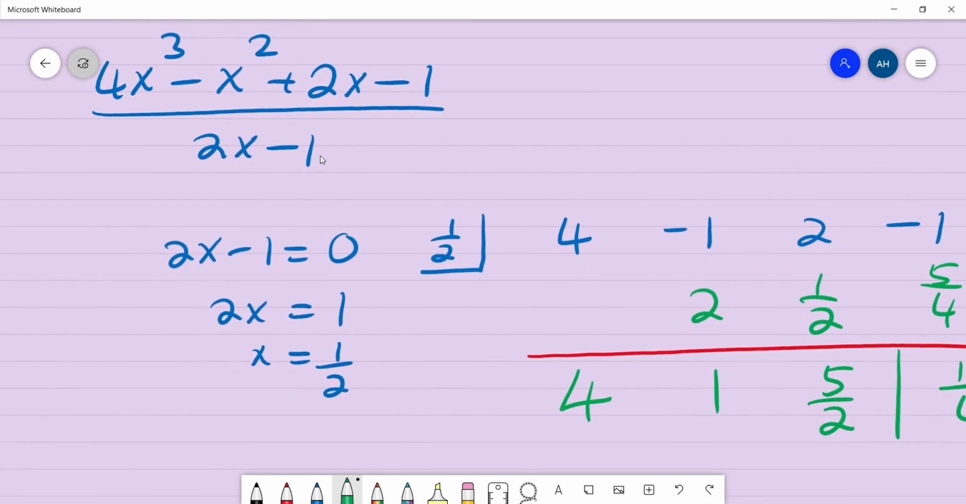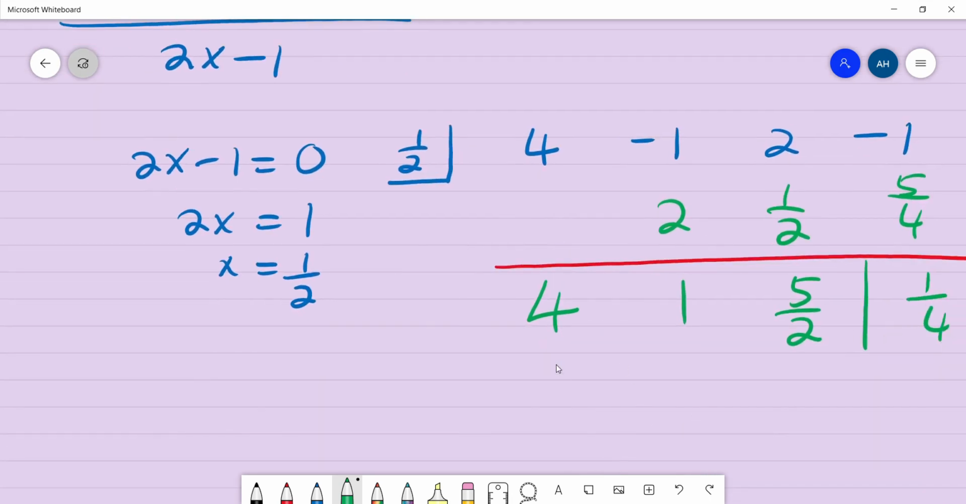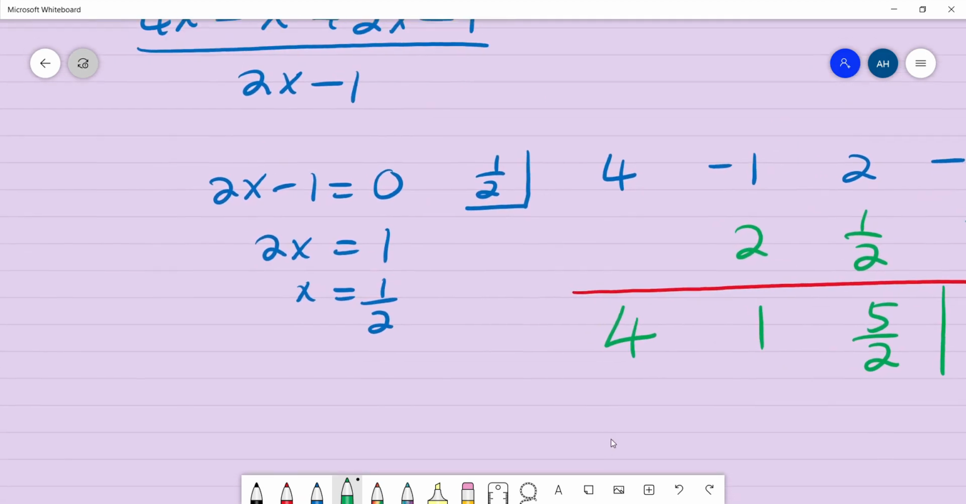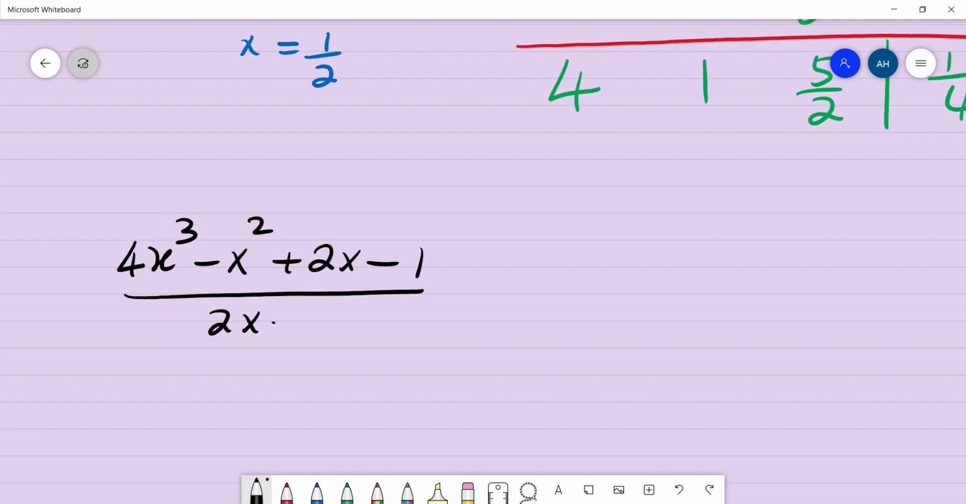We have to look again at the dividend, that is the numerator here. The degree is 3. Therefore, the quotient will be of degree 2, 1 less than the degree of the dividend. Now let's write down again the problem. Originally, we have 4x cubed minus x squared plus 2x minus 1 divided by 2x minus 1.